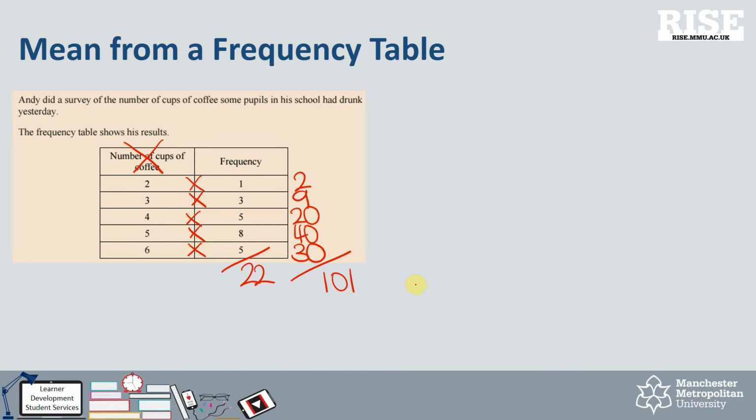So to find the mean number of cups of coffee per pupil, do 101 divided by 22. This gives me an answer of 4.6 to one decimal place, or rounded to the nearest cup of coffee, that would be 5 cups of coffee.